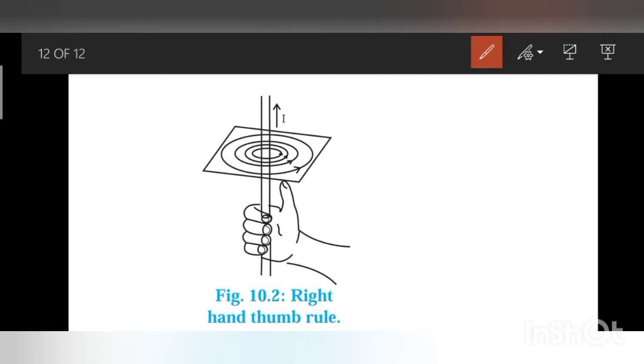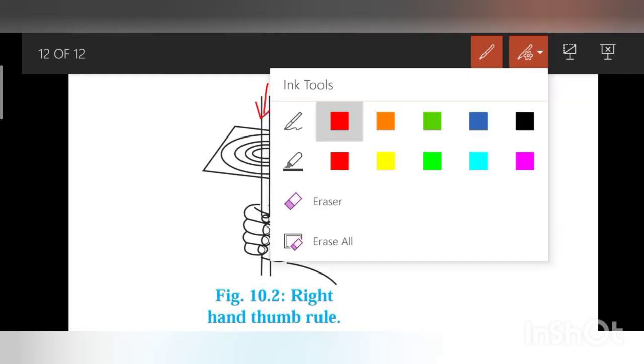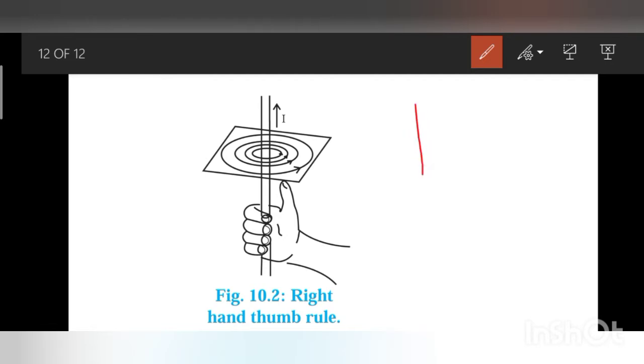So here we have a diagrammatic presentation. Here you will find this is the current carrying wire. The direction of current is upward. And as we have studied, the thumb gives you the direction of current and the curled fingers give you the direction of magnetic field. So this is showing the direction of magnetic field.